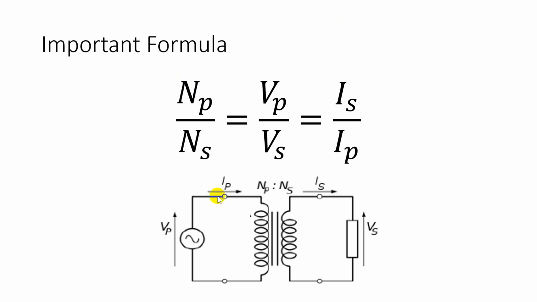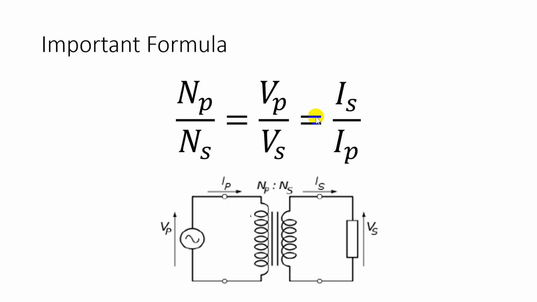N represents the number of turns. NP means the number of turns of the primary winding. NS means the number of turns of the secondary winding. Same here, VP is the primary voltage, which is at the left hand side. The secondary voltage is at the load side.